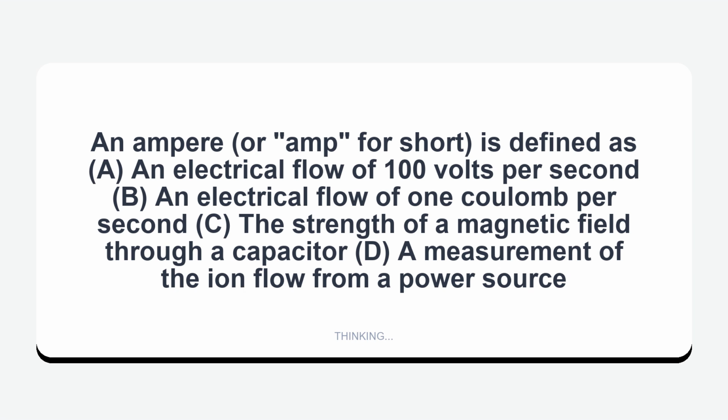An ampere, or amp for short, is defined as A. an electrical flow of 100 volts per second, B. an electrical flow of 1 coulomb per second, C. the strength of a magnetic field through a capacitor, D. a measurement of the ion flow from a power source. B.